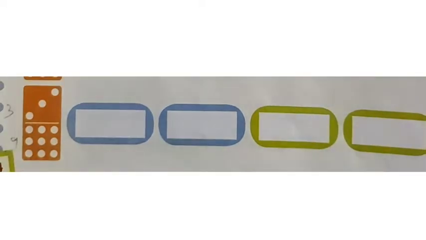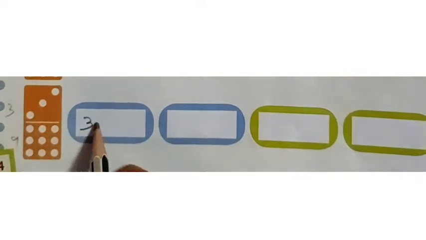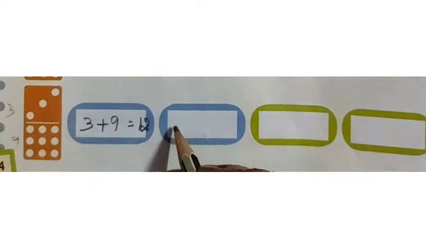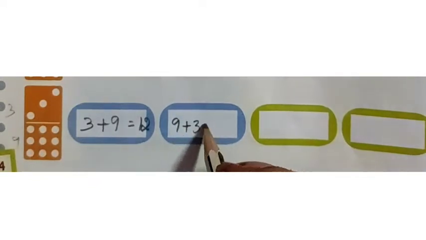Now let's move on to the last question. Here first we have 3 balls. Write down 3 plus 9 equal to 12. Again undo their positions. 9 plus 3 equal to 12.